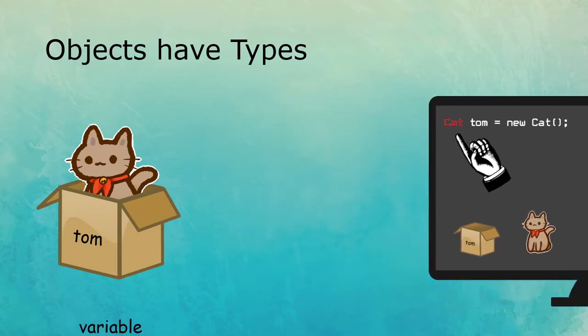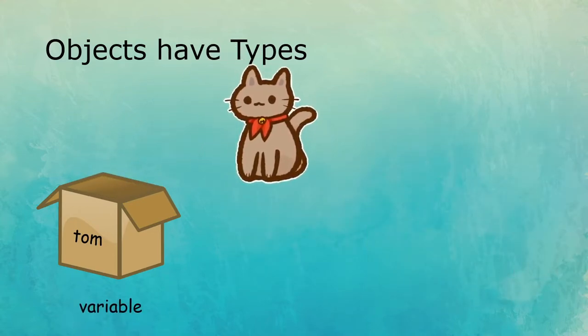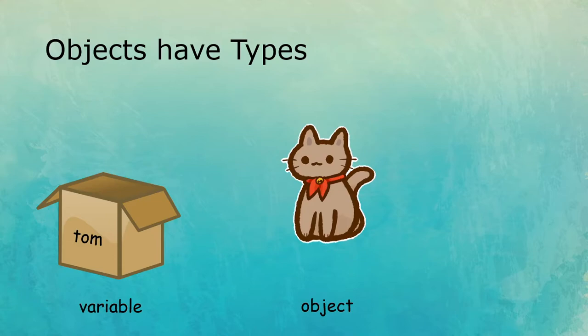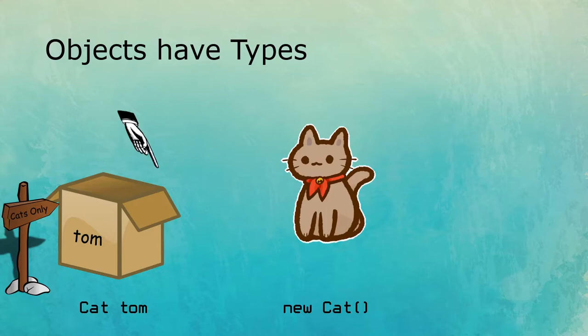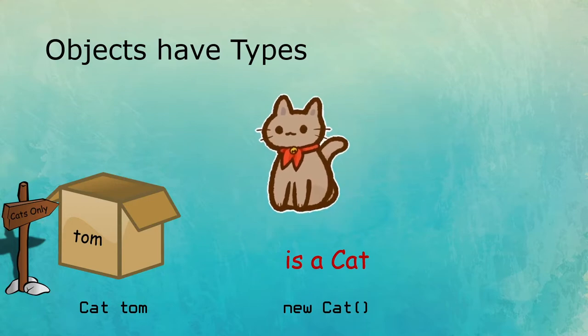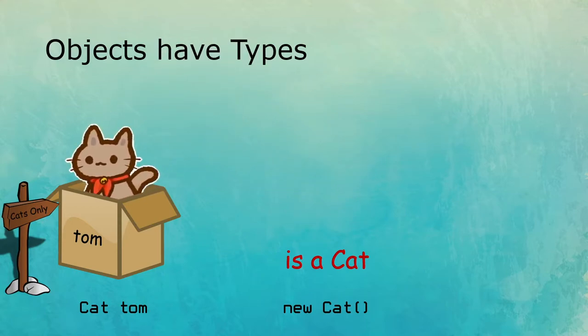The variable Tom and the cat object are two separate things. The code cat Tom created this variable and declared that only cat objects may be placed inside it. The code new cat created this cat object. This object is a cat. Cat variables, like Tom, can hold any objects that are cats.